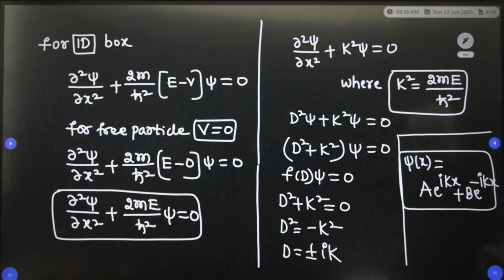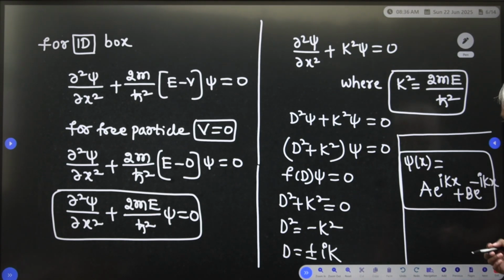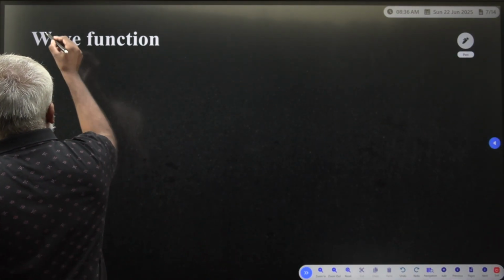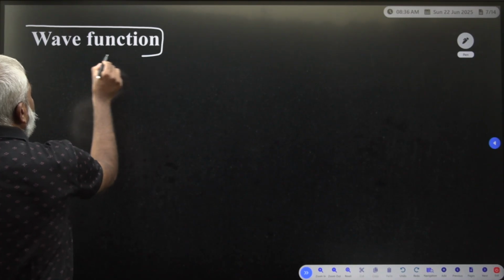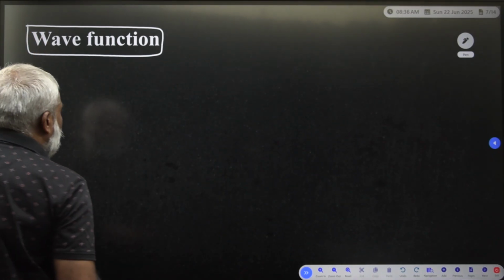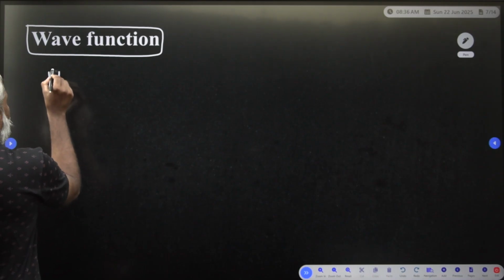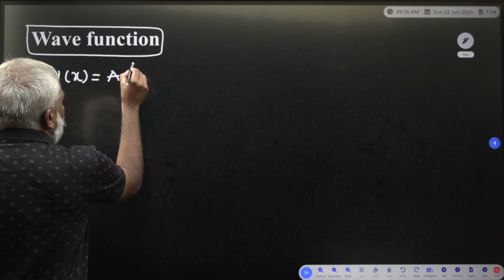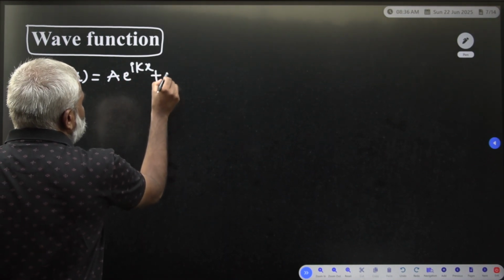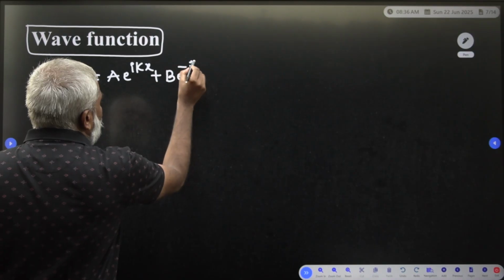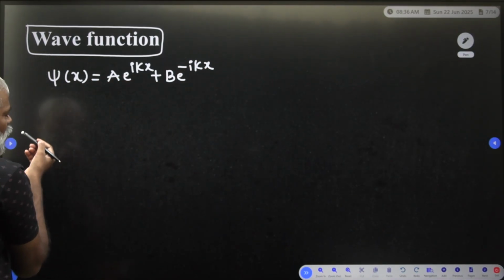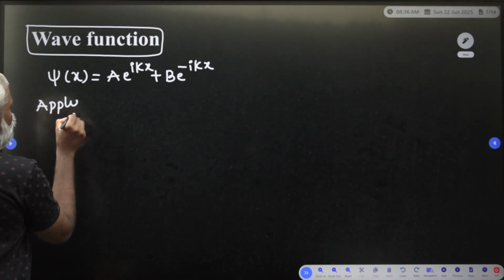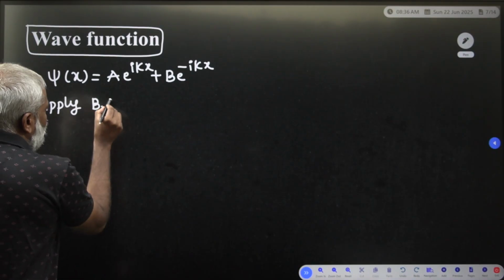Now what do we need to apply? We need to calculate this wave function by using the boundary conditions. Our wave function is ψ(x) = A e^(ikx) + B e^(−ikx). This one we are getting. Now we have to apply the boundary conditions.